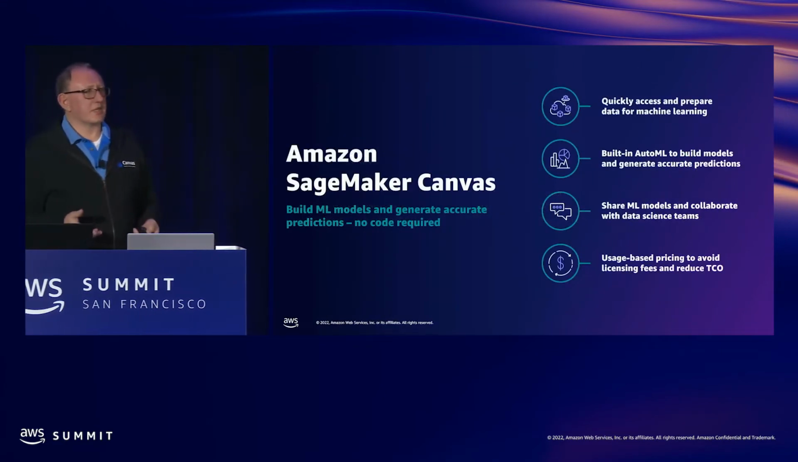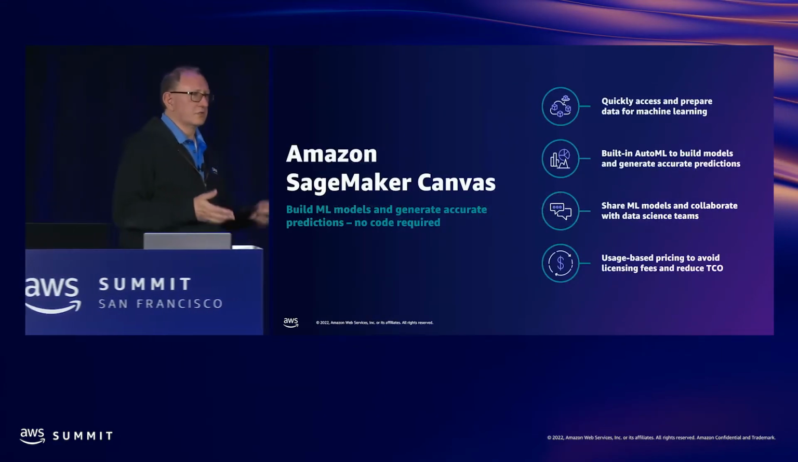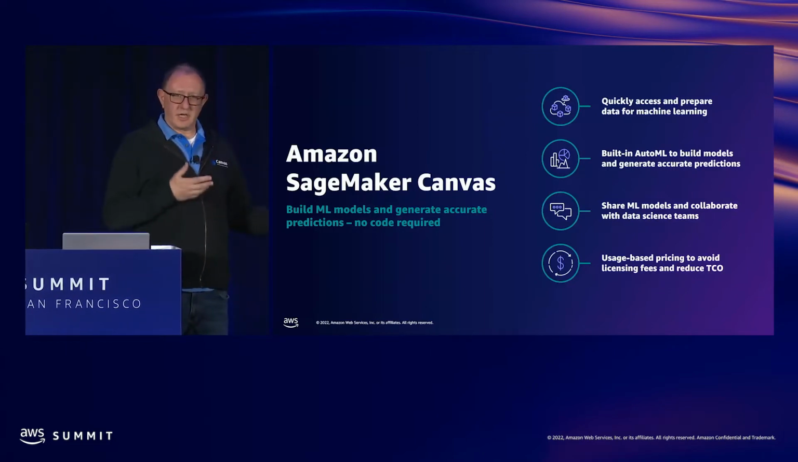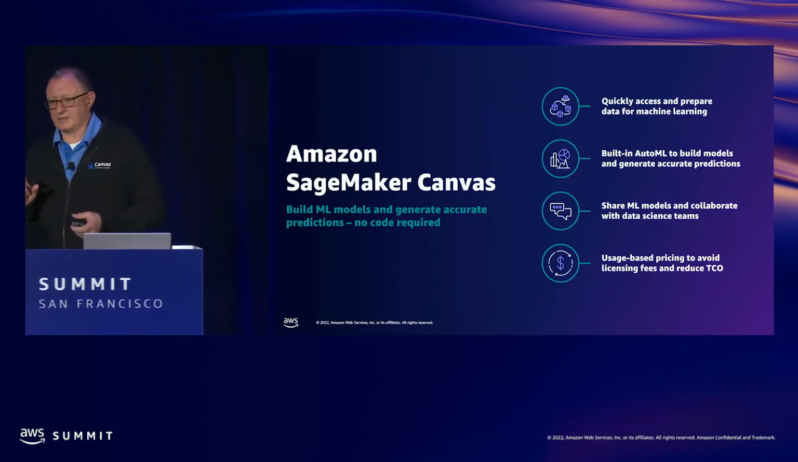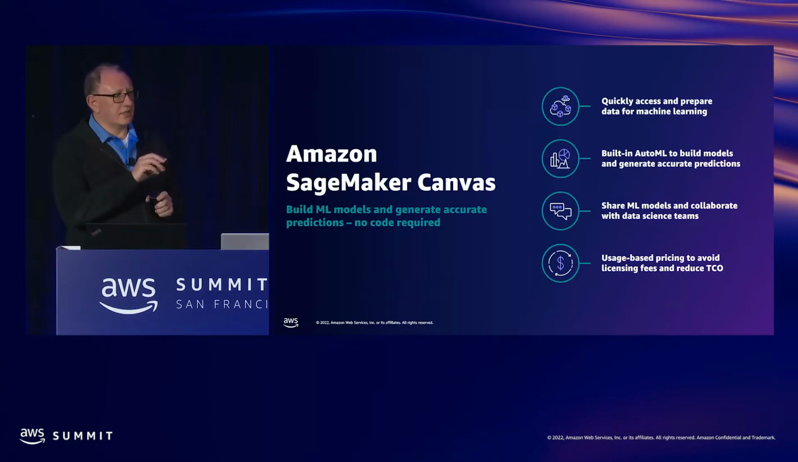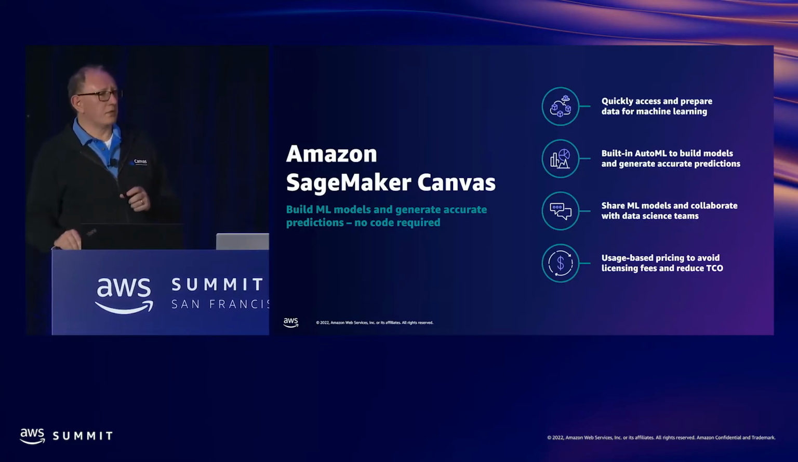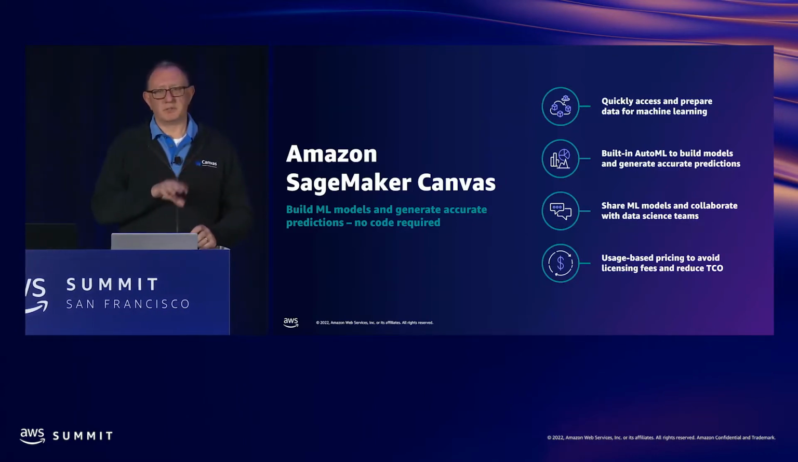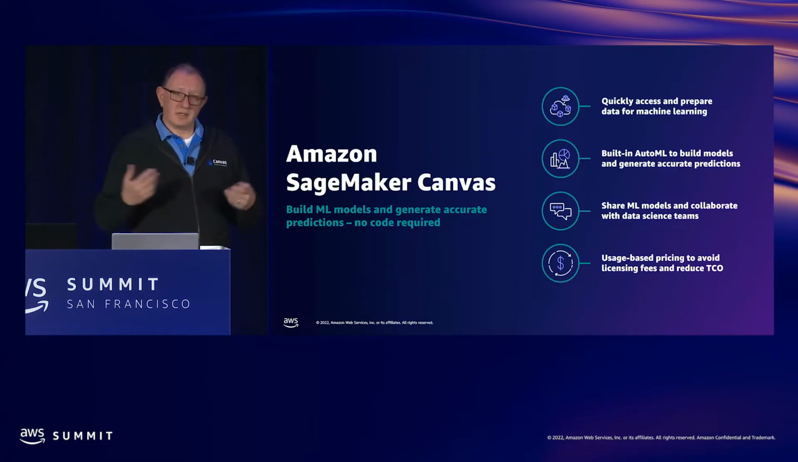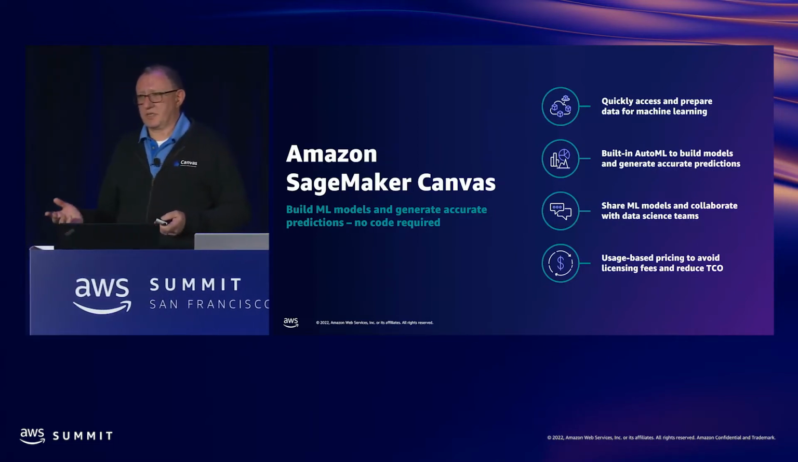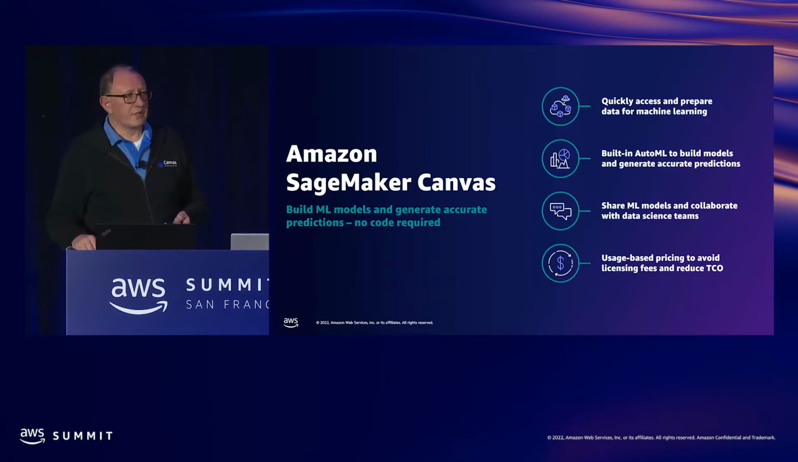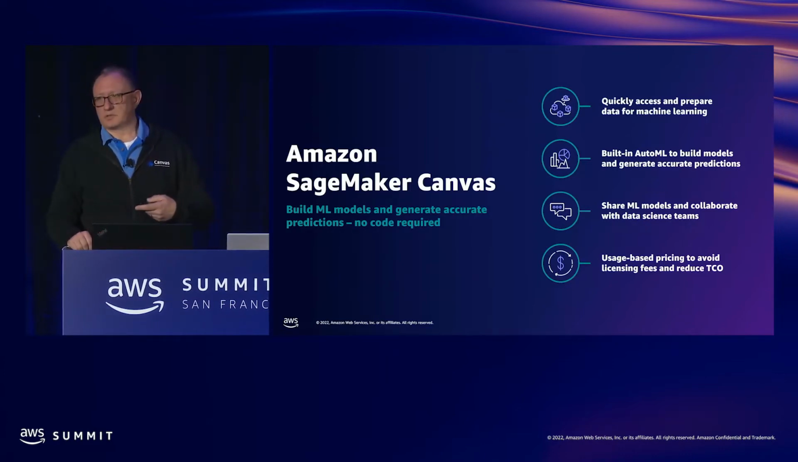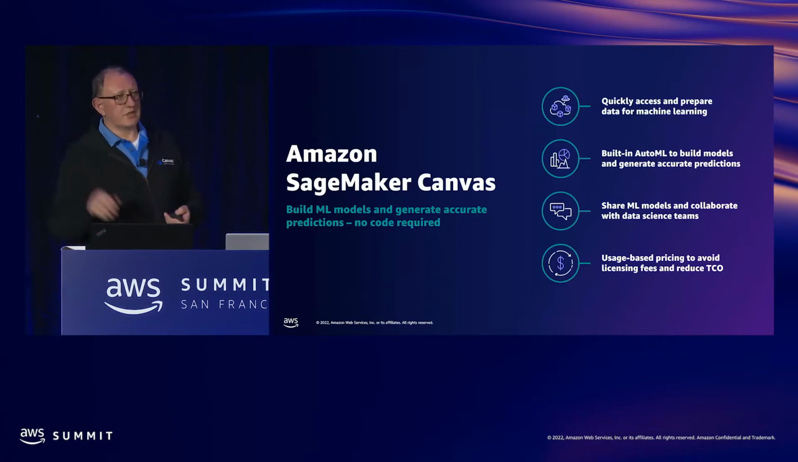And so Amazon Canvas is no-code machine learning aimed at business analysts. Right? And it allows you to take data, ingest data, maybe do a join or two if you need to, automatically build models, get some insights and analysis, and then even make predictions. You can also share what you've done with the data science team, right? And so this is what we'll spend some time talking about, including a live demo.